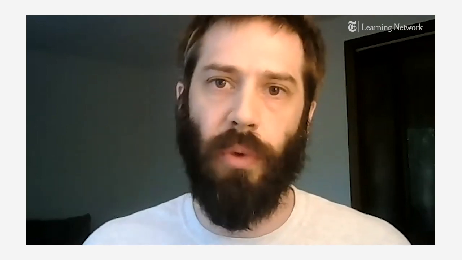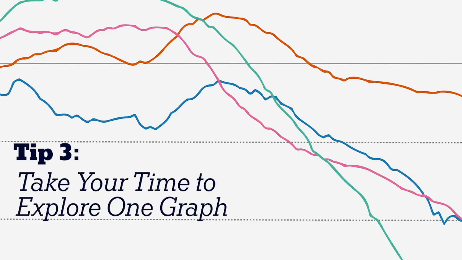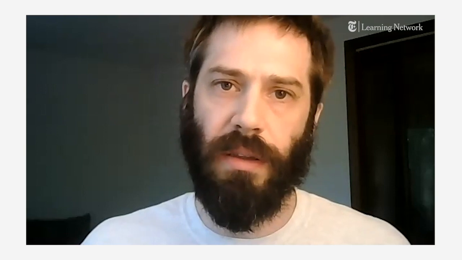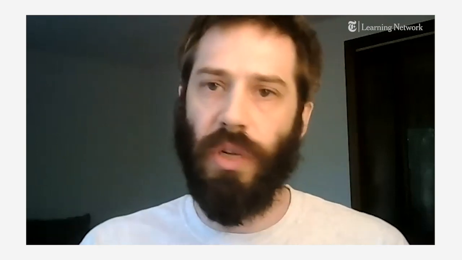Less is more. I would add on to that too. You can go really deep with one graph. And at the beginning, I thought I had to use a lot of different ones. I think choosing data and giving students time to really go through it is extremely helpful.